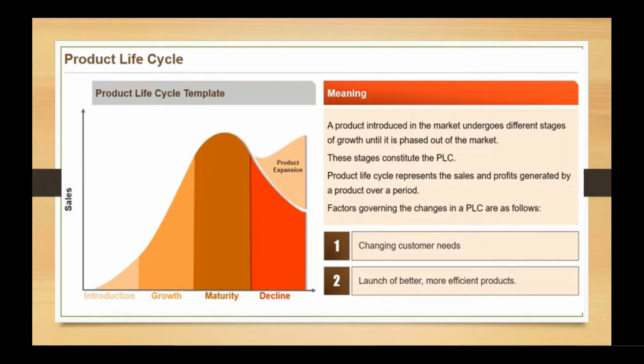Now, the product life cycle has four stages. It starts with introduction, then it moves to the growth stage. Thereafter, the product goes to the maturity stage, and finally, the product goes to decline stage.